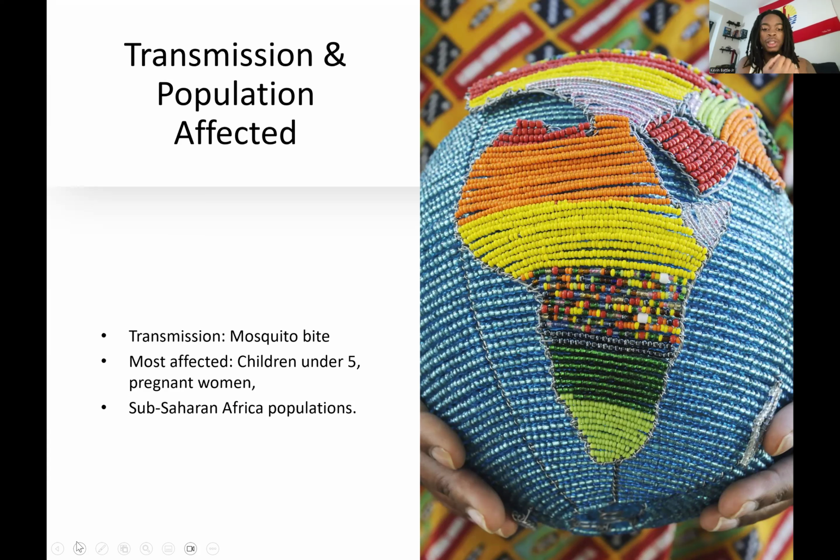Most affected populations are small children, pregnant women, and specifically region-wise, the people of sub-Saharan Africa. That's where we see the majority of these malaria outbreaks. People traveling to these regions are also at similar risk. And then, of course, pregnant women, young children, and older people are more likely to succumb to the symptoms of malaria.